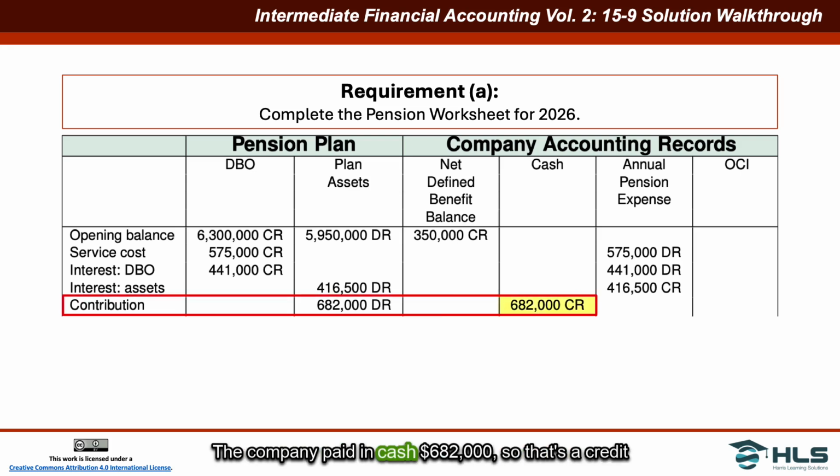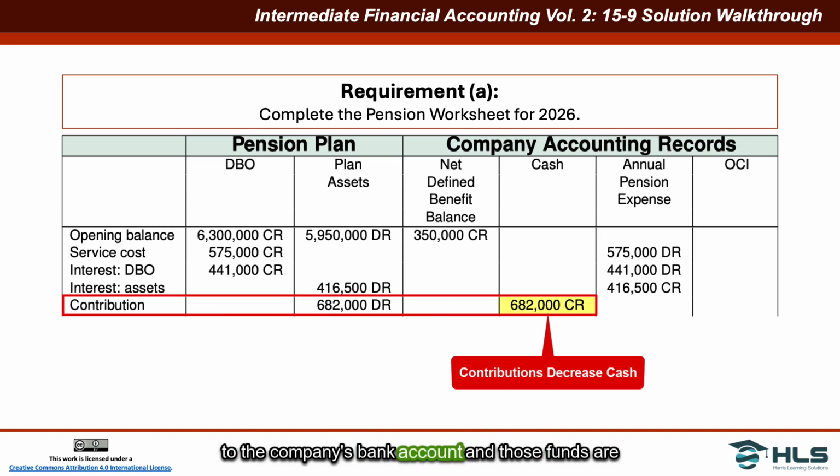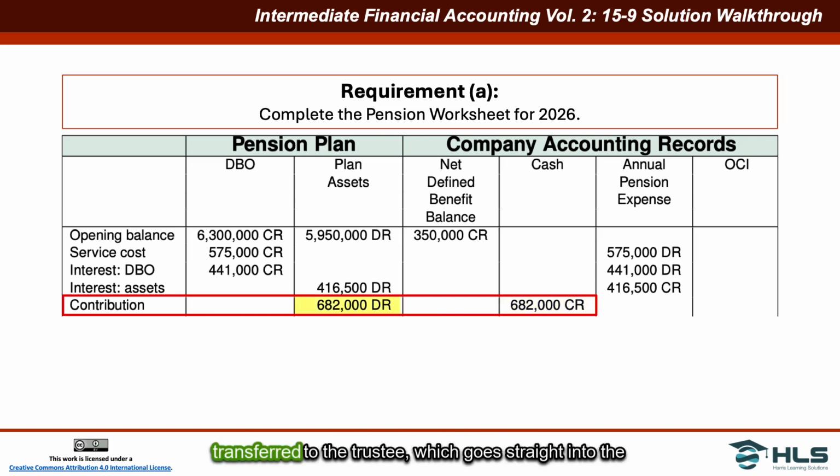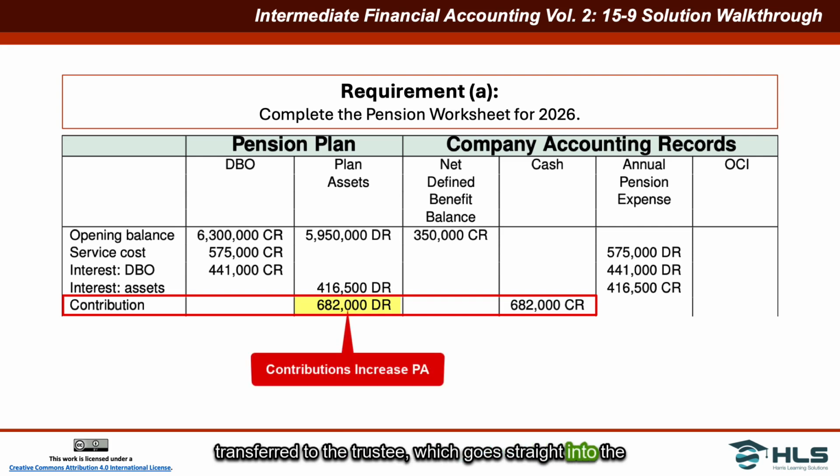The company paid in cash $682,000, so that's a credit to the company's bank account, and those funds are transferred to the trustee, which goes straight into the plan assets. So that's an increase or debit adjustment to the plan asset account on the trustee's books.